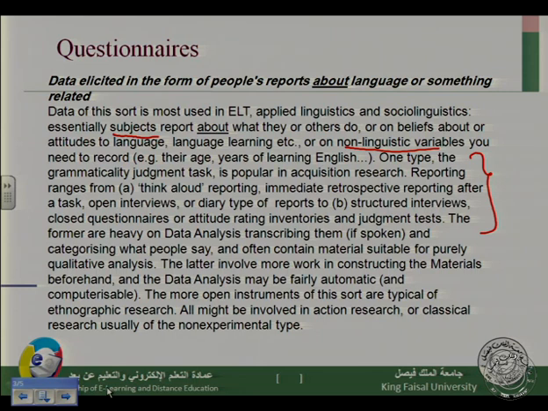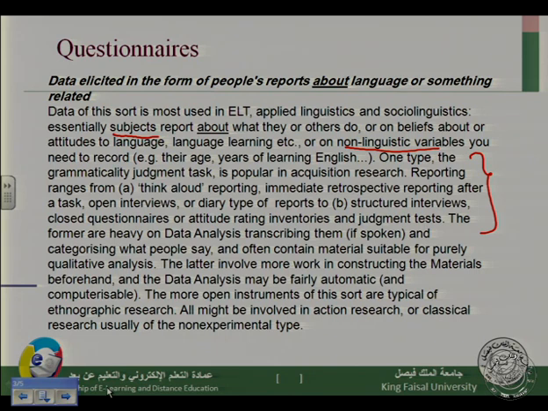We have something called grammaticality judgment task. You give a task to your students, and then you ask them to judge whether this is a grammatically correct sentence or not. And from this task, you can know whether your students learned or acquired grammar or not. So this is one way, or one tool.